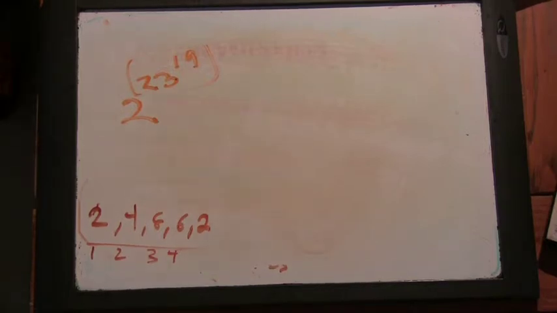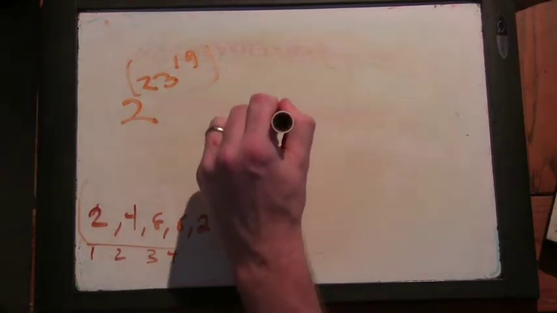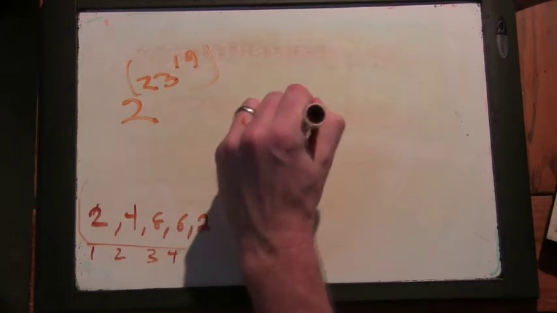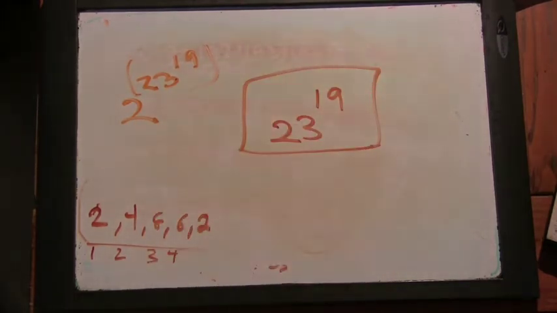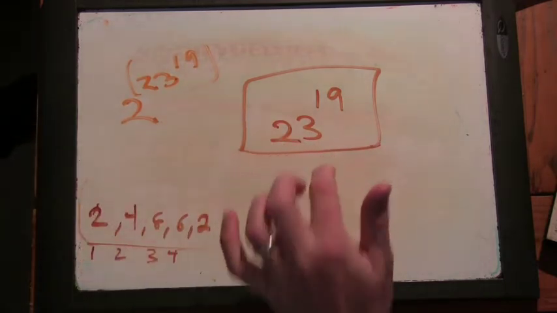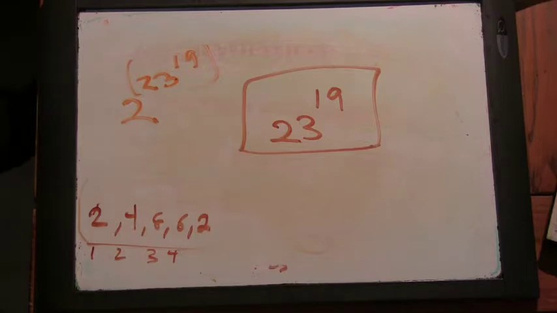Yeah, this is tricky. No, sorry, we're not trying to figure out the units digit of 23 to the 19, but what it is mod 4. So you've reduced our original problem to a new problem. How do we figure out what 23 to the 19 is mod 4?